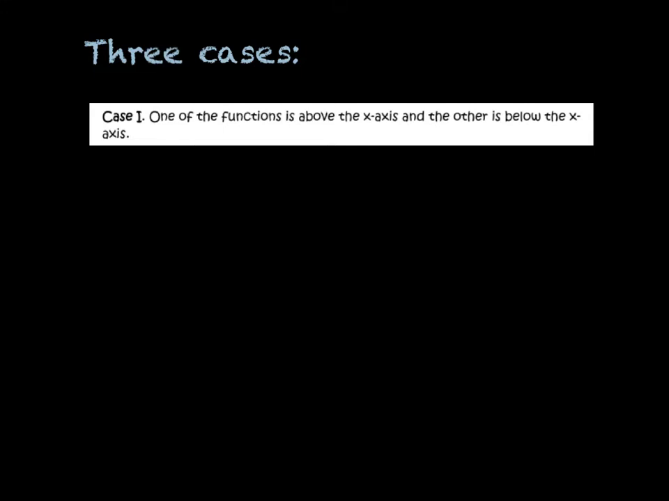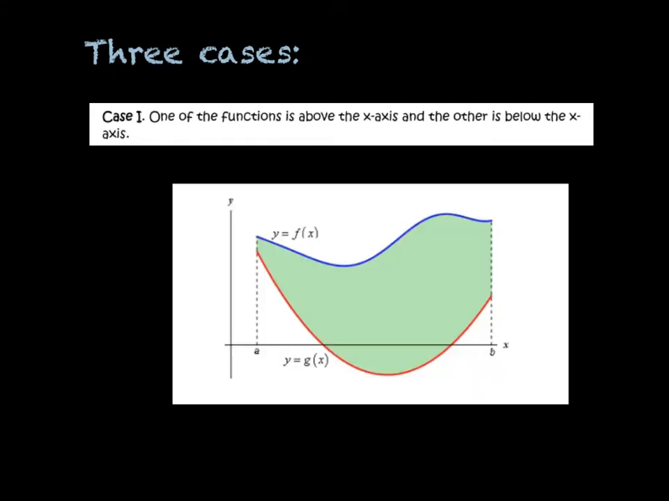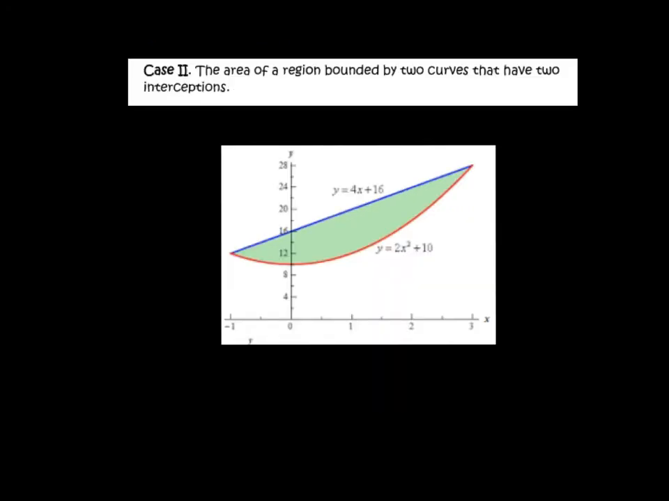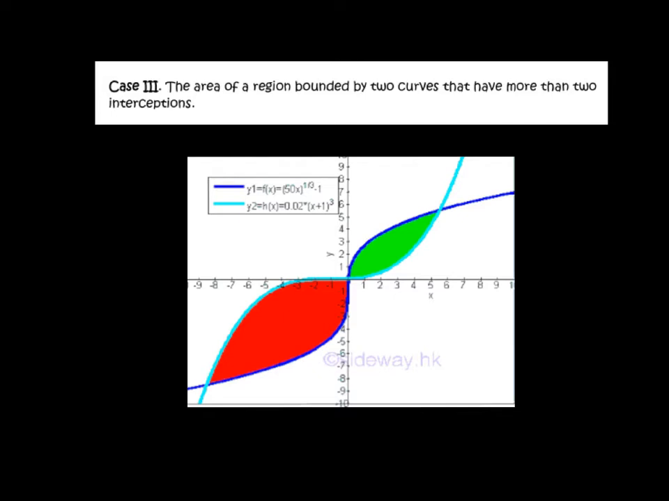First case, one of the functions is above the x-axis and the other is below the x-axis. This will be the graph of the case number 1. Okay, the second case is the area of the region bounded by two curves that have two intersections. This is the graph of an example of that case. And the third case is the area of a region bounded by two curves that have more than two intersections. This will be like an example of the graph of two curves with more than two intersections.